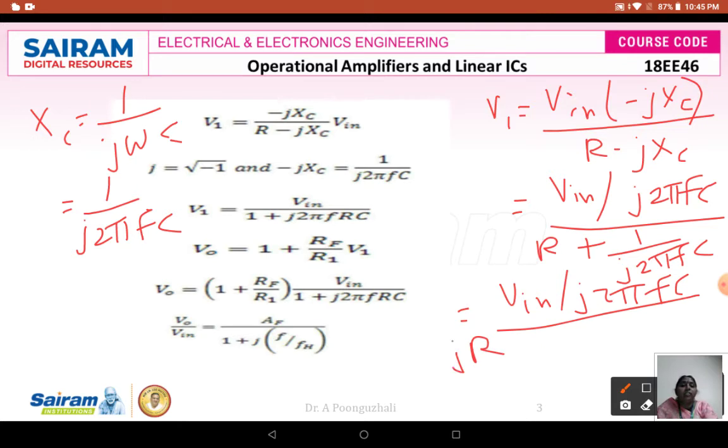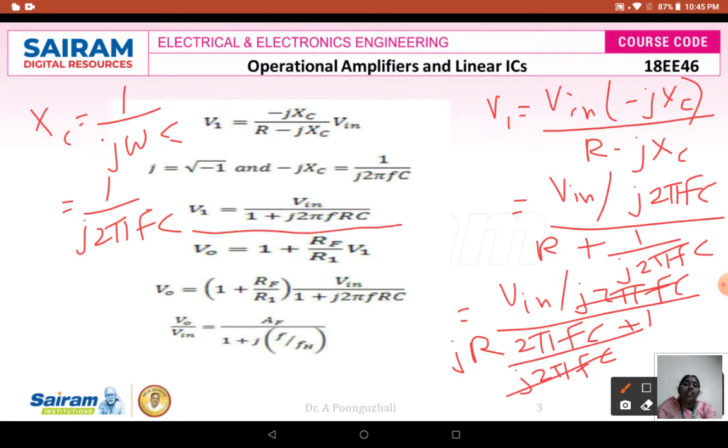So j I am going to take it here. So it is your 2 pi F into C plus 1 divided by your j 2 pi F C. So this j 2 pi FC and this j 2 pi FC get cancelled. So finally my expression is going to be Vin by 1 plus j 2 pi RC. That is what we are getting here. V1 is equivalent to Vin by 1 plus j into 2 pi F RC.